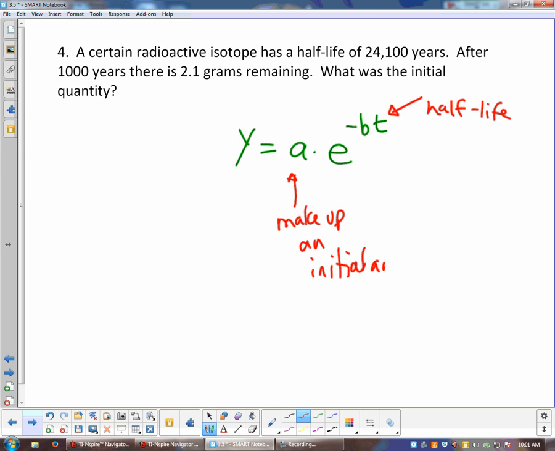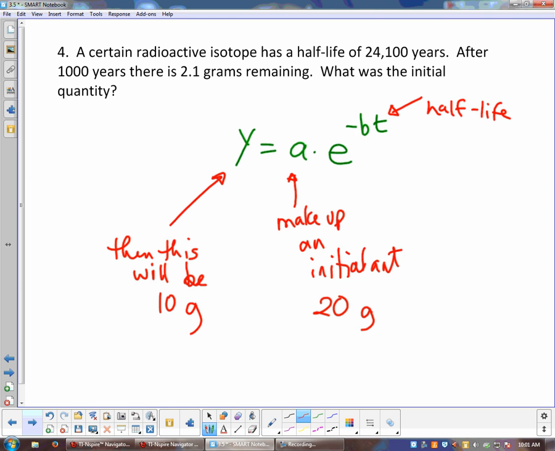Doesn't matter what it is, you're just making it up for right now to help you get one of the constants. But if we make up an initial amount, like let's say, I'm just making this up, 20 grams, then how much will be remaining after the 24,100 years? 10, right? Half of the original. So then this will be 10 grams after the half-life of 24,100 years. So go ahead and plug those values in so we can solve for one of the variables.